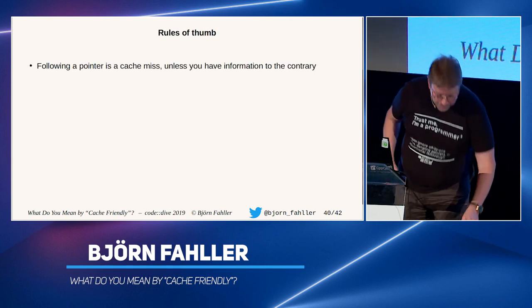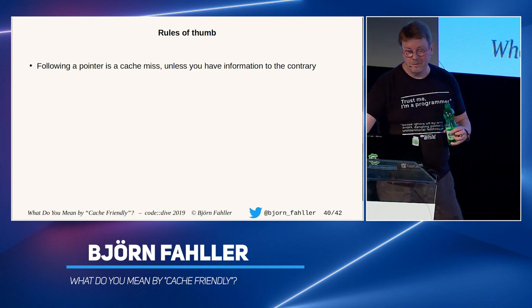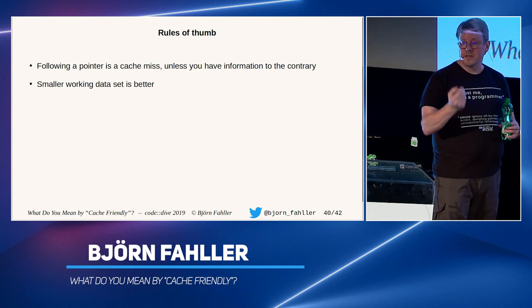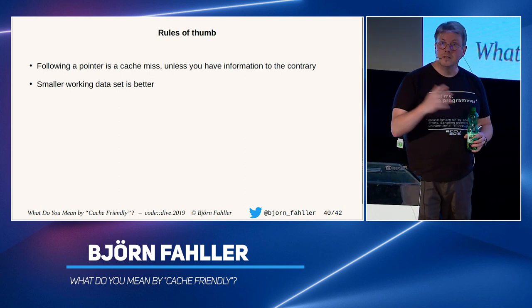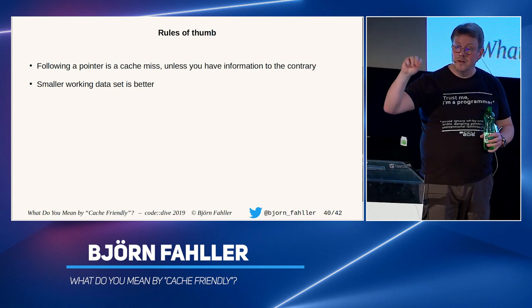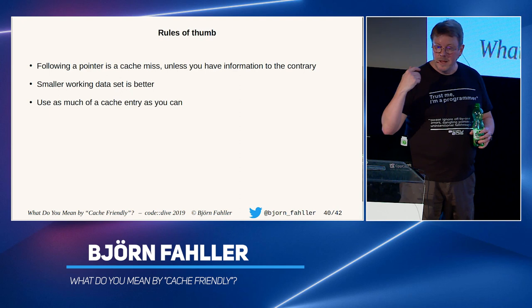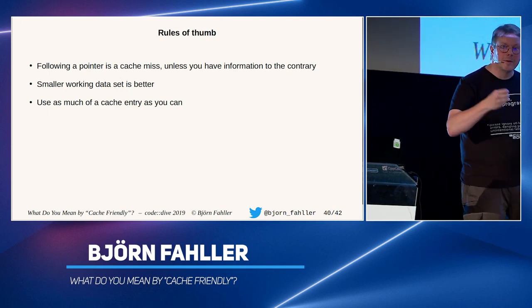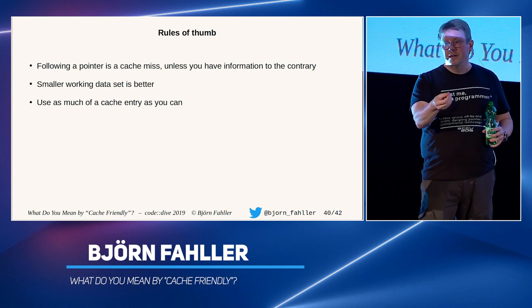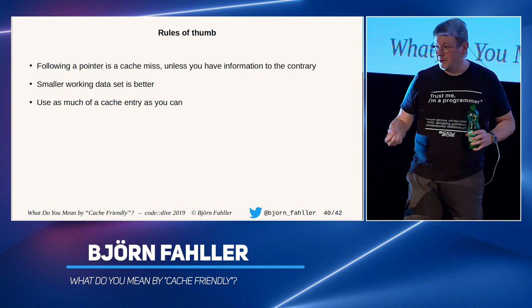So some rules of thumb, though. Assume that following a pointer is a cache miss, unless you have specific information to the contrary. A smaller working data set is better. But do remember that I showed the last B heap where I'm actually sacrificing data. But that is not the working data set, that is the total memory consumption is greater. And use as much of a cache entry as you can. When you have taken the penalty of loading data from raw memory into cache, make use of that. Don't read a whole cache line to check one bit and then go on. Make more of it.